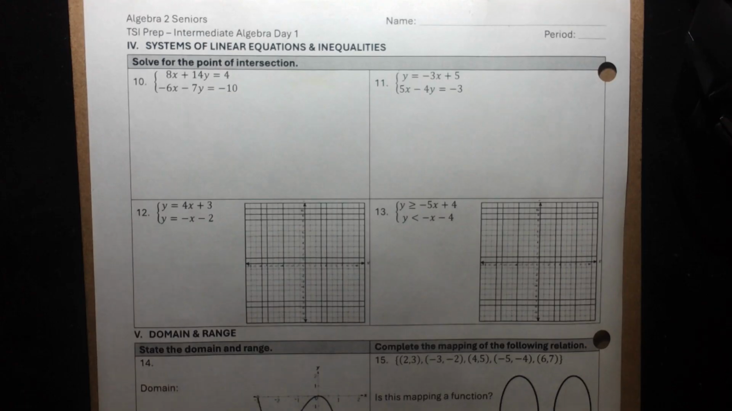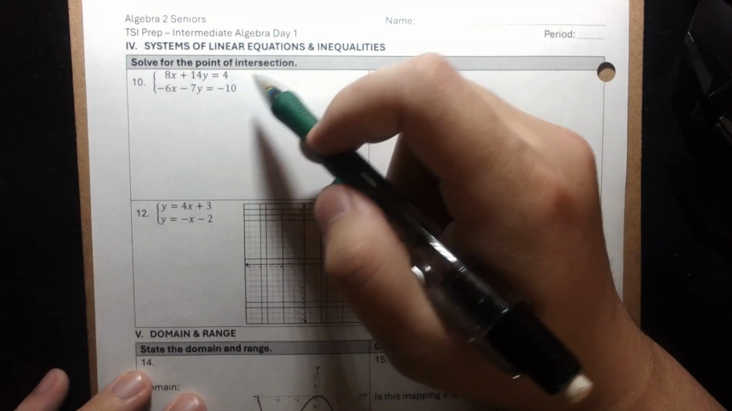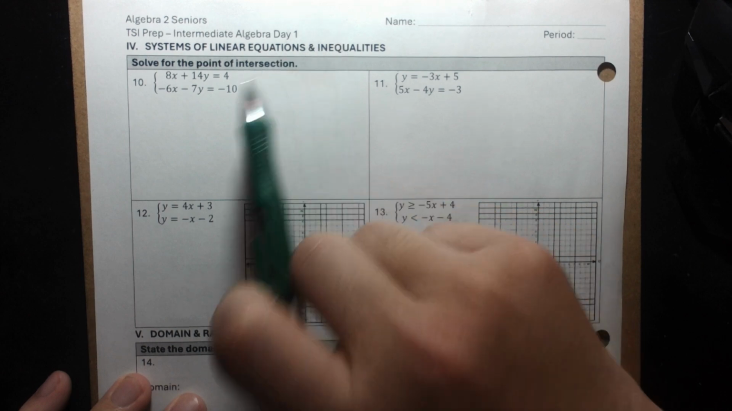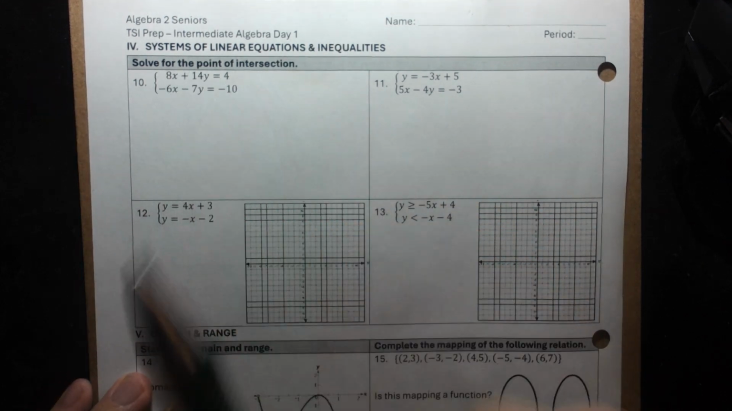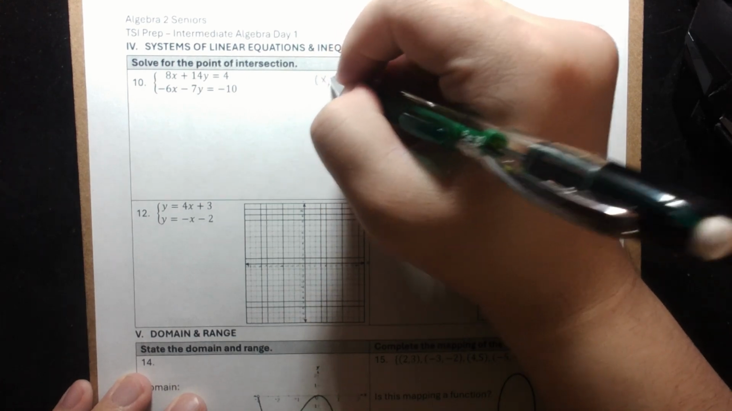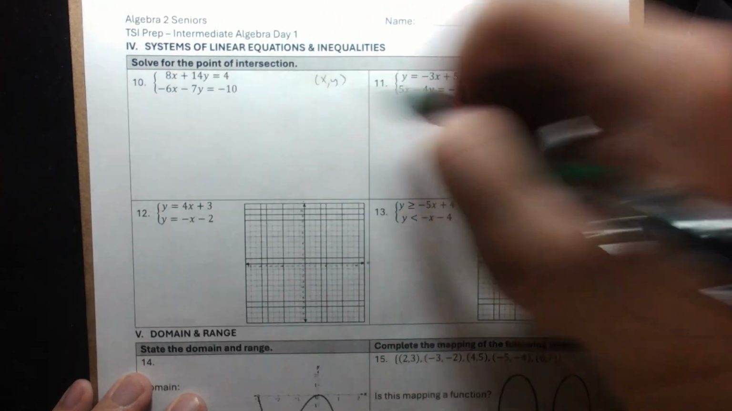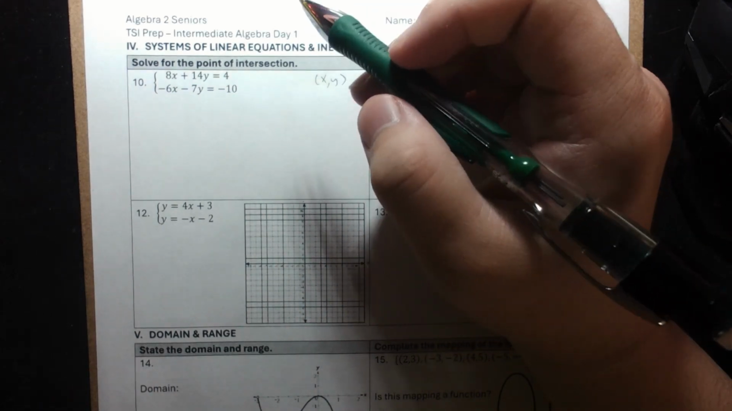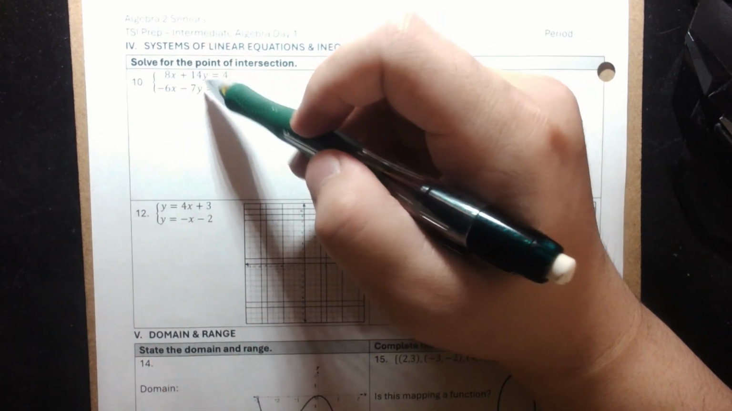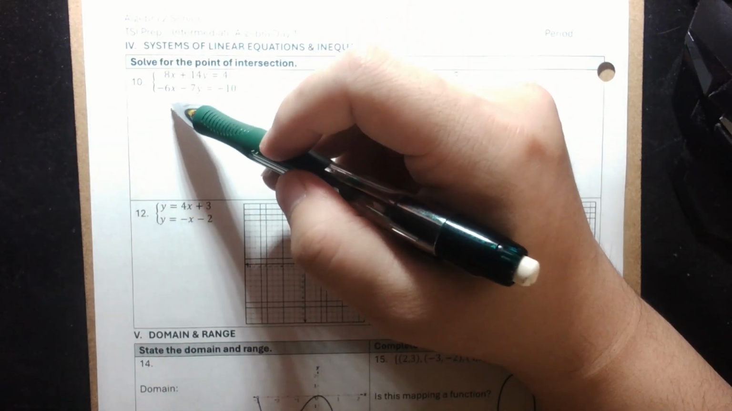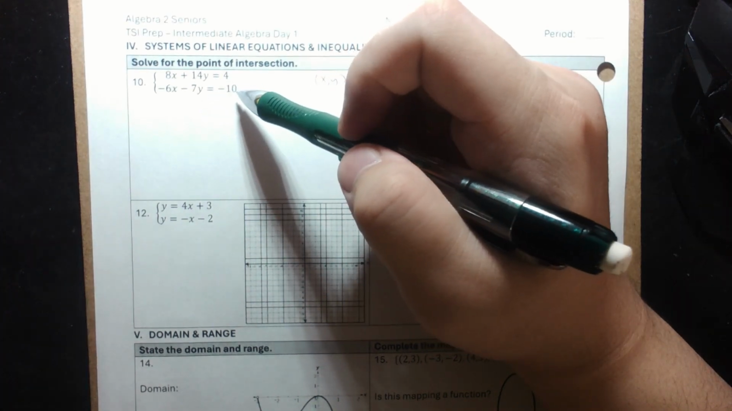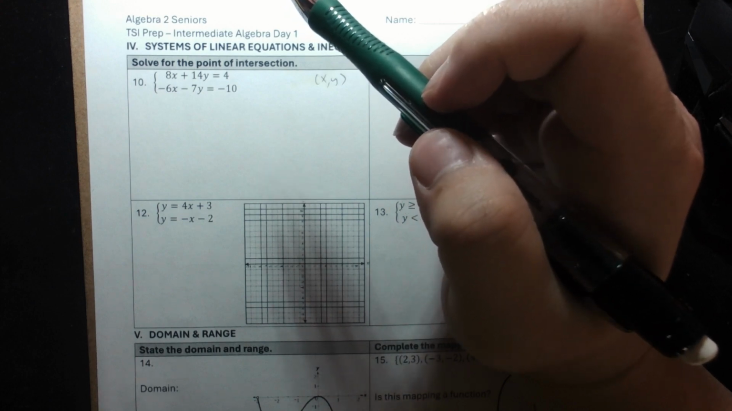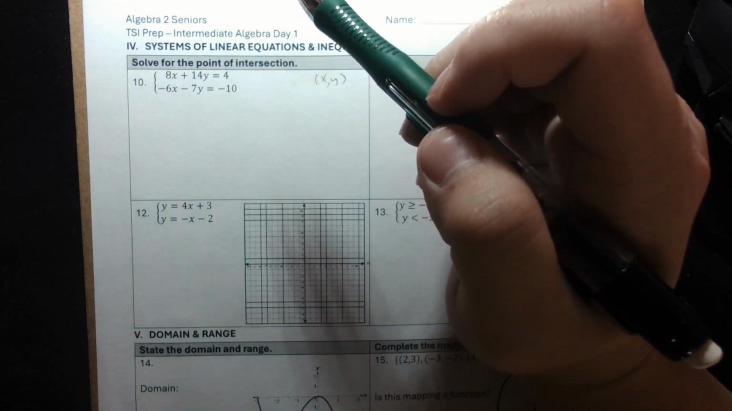All right, so our next section here, systems of linear equations and inequalities. We're going to solve for the point of intersection. So your answer should be in the form x comma y when it comes to these types of problems, or for systems of linear equations, that is. For number 10, we have 8x plus 14y equals 4, and negative 6x minus 7y is equal to negative 10. Now, there are 3 ways to solve systems. 1, elimination, 2, substitution, or 3, by graphing.